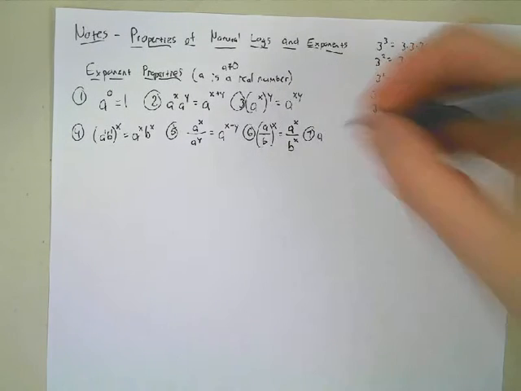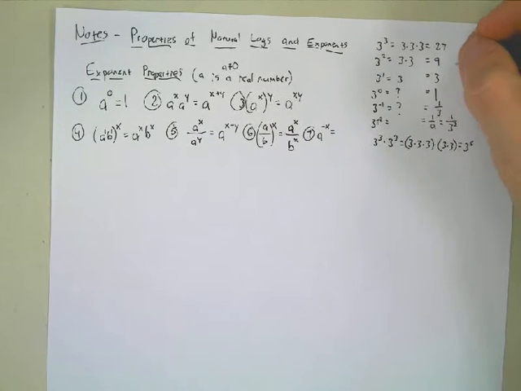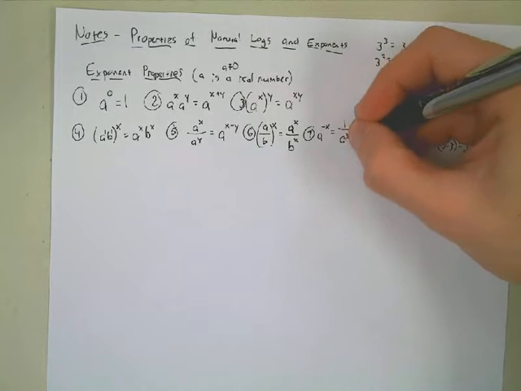All right, and then a to the negative x we know is equal to what? 1 over a to the x. 1 over a to the positive x. Very good.